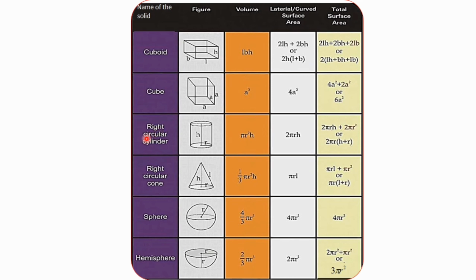Next is a right circular cylinder. The height of the cylinder is represented by the letter H and the radius is represented by the letter R. Then the volume is pi r square H. Lateral surface area is 2 pi r H and the total surface area is 2 pi r into (H plus R).